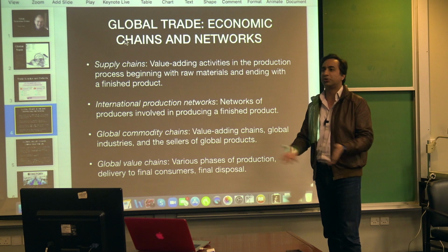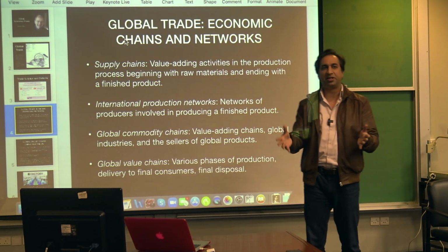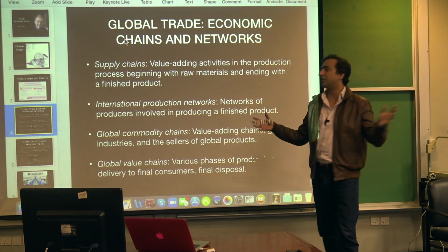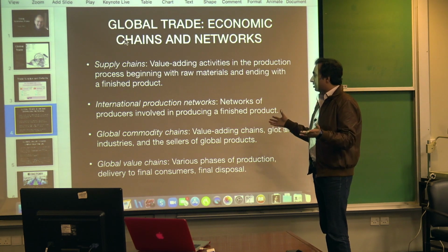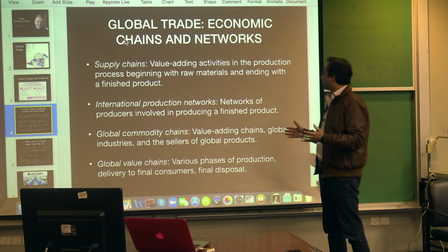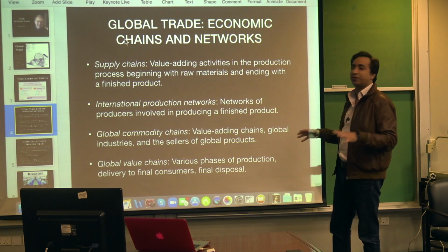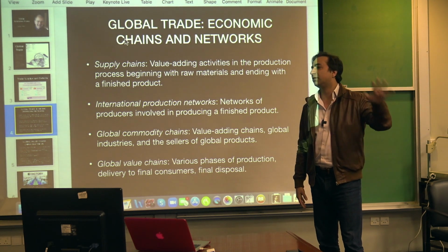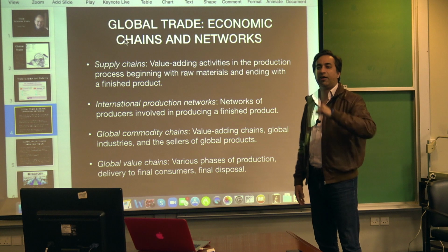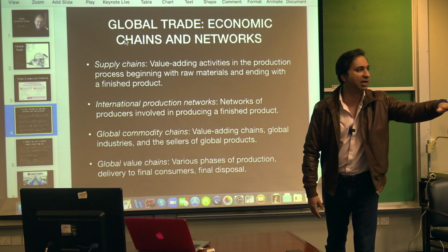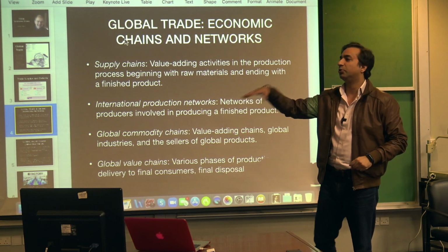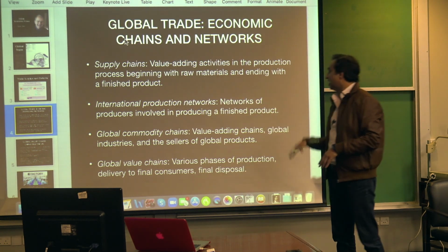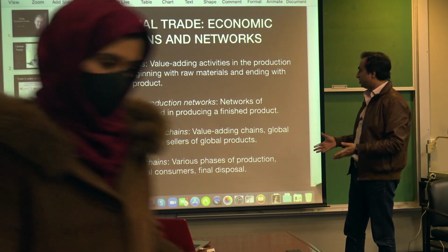All of this used to occur, of course, in the context of one locality or one market or one nation. Now these supply chains have become global. And these have established international production networks of producers involved in producing and finishing products. So that means that there may be a network of producers that make semiconductors and chips and consumer electronic things, and there may be a network of producers operating in the textile industry and so on and so forth. Similarly, we have global commodity chains.